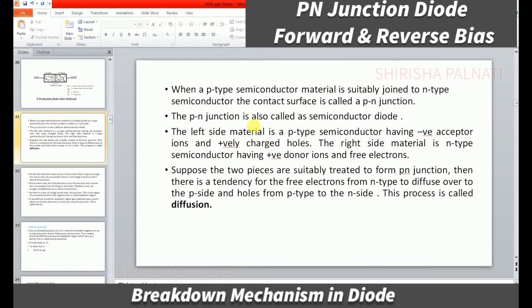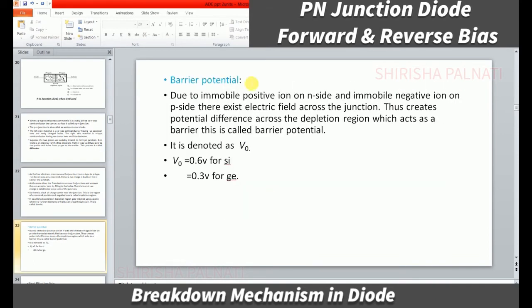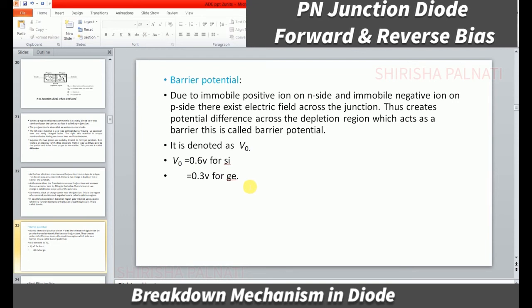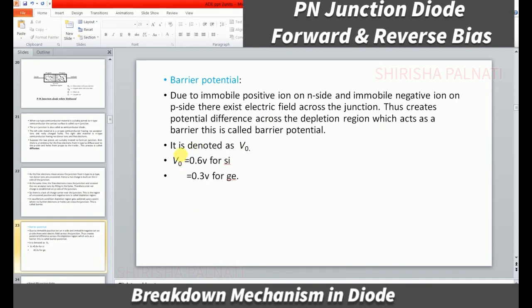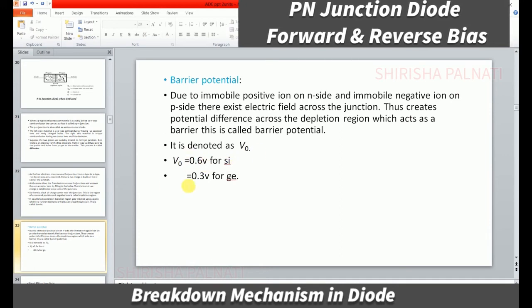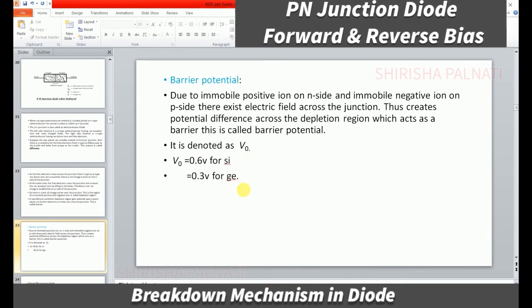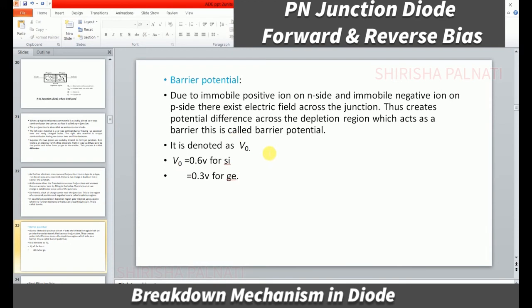So these are the points I already told you. Next, barrier potential, which I already told you is denoted as V naught. Here we are using semiconductor materials. What are the examples of semiconductor material? Already I told you, silicon and germanium. So the barrier potential is denoted as V naught, and it is 0.6 volts for silicon and 0.3 volts for germanium. These are the two main semiconductor materials we use in diode operation.